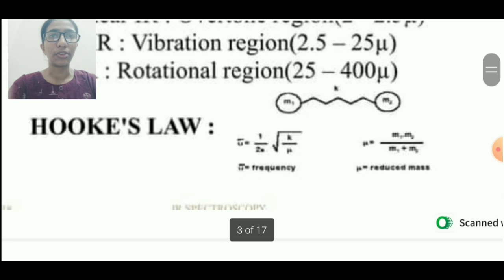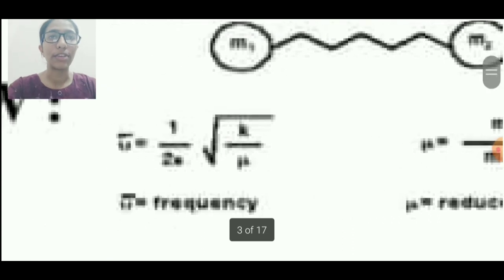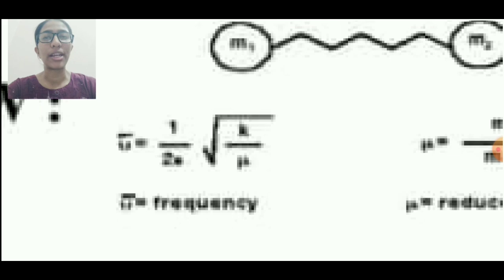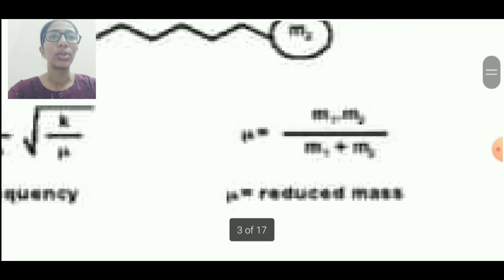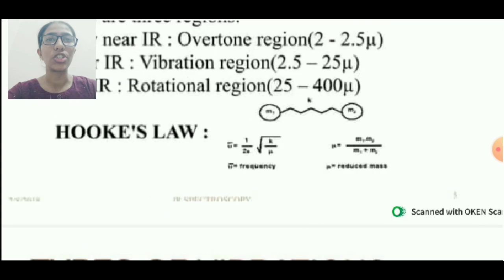Hooke's law gives the formula of frequency and reduced mass, where ν̄ represents the frequency, which is equal to 1 upon 2π root over k upon μ, and μ is equal to m1 m2 upon m1 plus m2, which are the masses.